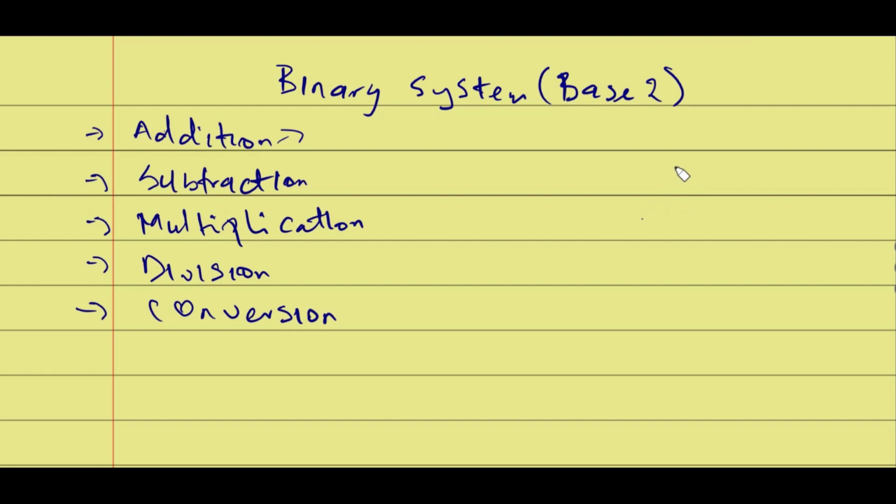The binary system uses only two digits, which is 0 and 1. So what this means is basically you're only going to be seeing zeros and ones in the binary system. So you can see numbers like 1111, 1011, 100, 10.